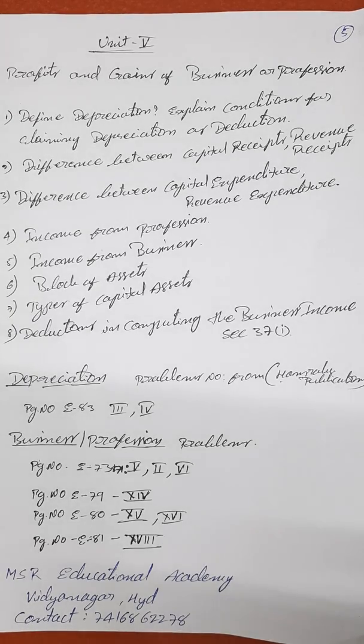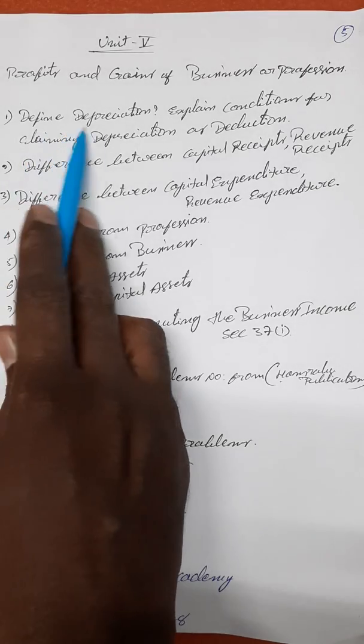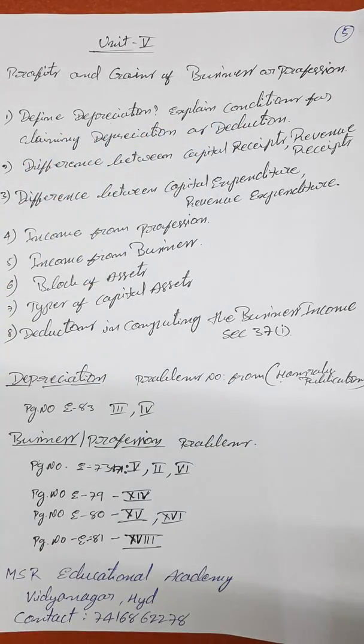Another very important and lengthy chapter after salaries is business or profession, profits and gains of business or profession. In this chapter, the important ones are: depreciation, define depreciation and explain conditions for claiming depreciation deduction, the difference between capital receipts and revenue receipts, the difference between capital expenditure and revenue expenditure, income from profession, income from business, block of assets, types of capital assets, and the deductions in computing business income, section 37(1).